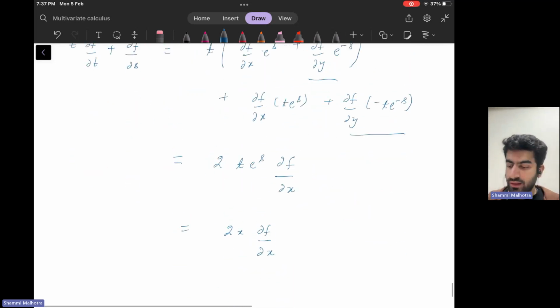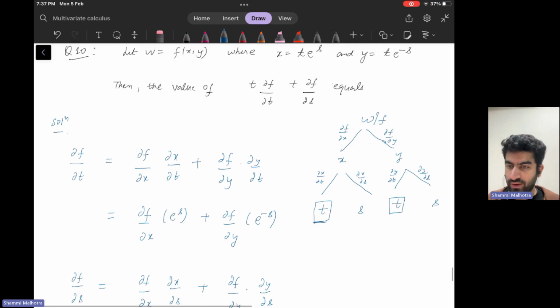I hope the chain rule is clear. You just make the tree and find the possible ways to reach t. There are two ways to reach t, so just follow the paths in the tree from bottom to top, and these two paths will give me the value which comes in the chain rule.